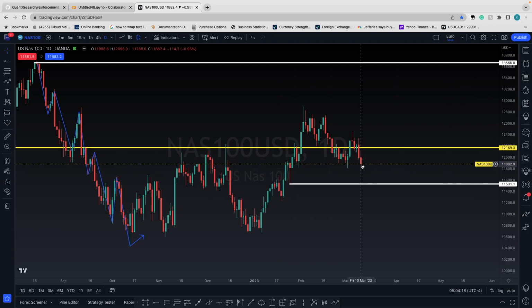Also, what could happen is we could just on Monday turn around and head back above this high, and really start to try to head back above this high as well, right? Into this area over here. That definitely could also happen.